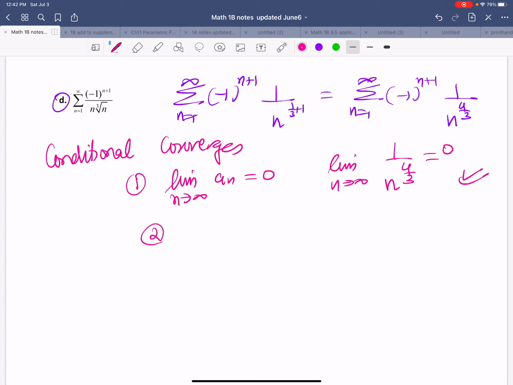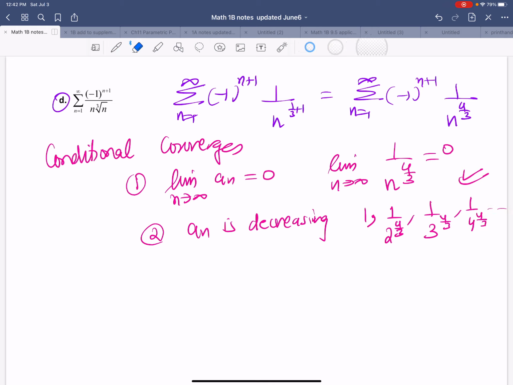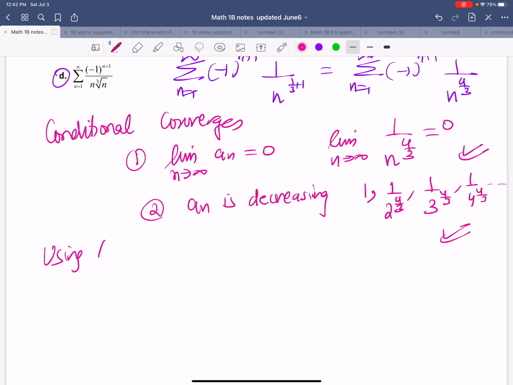The second condition is that a of n is a decreasing series. Let's see if that condition is met as well. When I plug in n as 1, my first term is 1. My second term is going to be 1 over 2 to the power 4 over 3, then 1 over 3 to the power 4 over 3, 1 over 4 to the power 4 over 3, and so on. So yes, that condition is also met. It's a decreasing series. Both conditions are met. So using the alternating series test, the series converges conditionally. We do have conditional convergence.